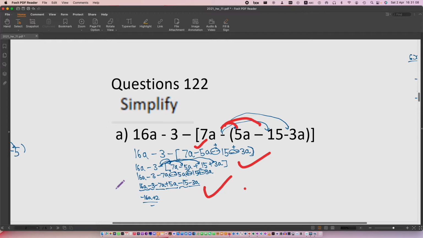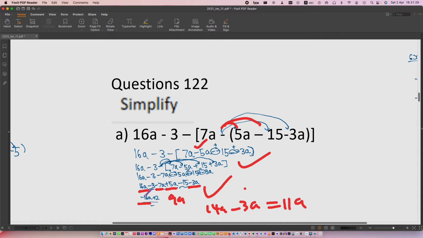You're supposed to use formula. I think you're supposed to use a calculator. 16a minus this is 9a. 9a plus the 5a, 14a. 14a minus the 3a equals 11a. How come you get 16a? I don't understand.